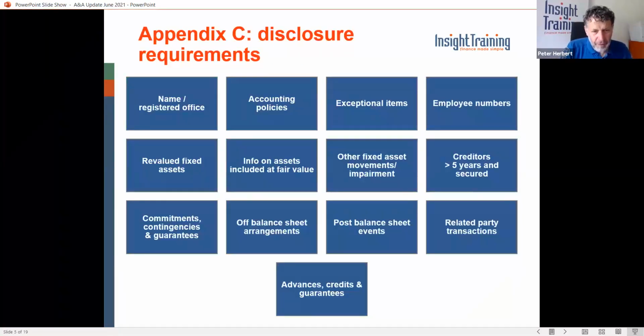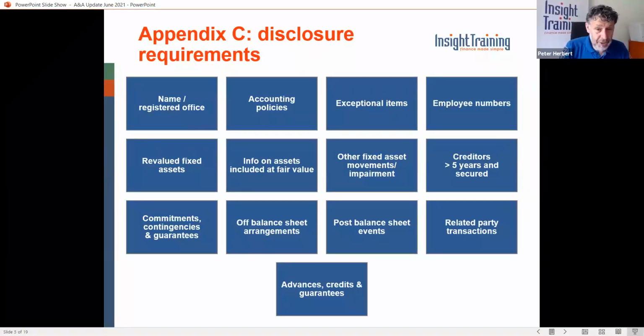And here is a summary of the mandatory disclosures in Appendix C. There are 13 broad areas. Now, there'll be more specific detailed disclosures than 13 because each area has got a number of different facets to it, but 13 broad areas.